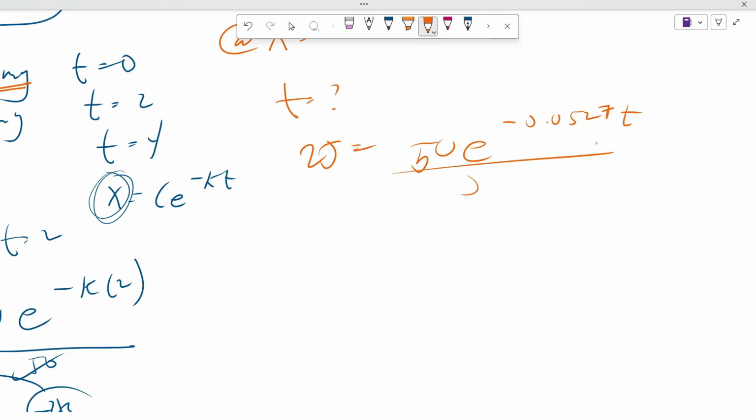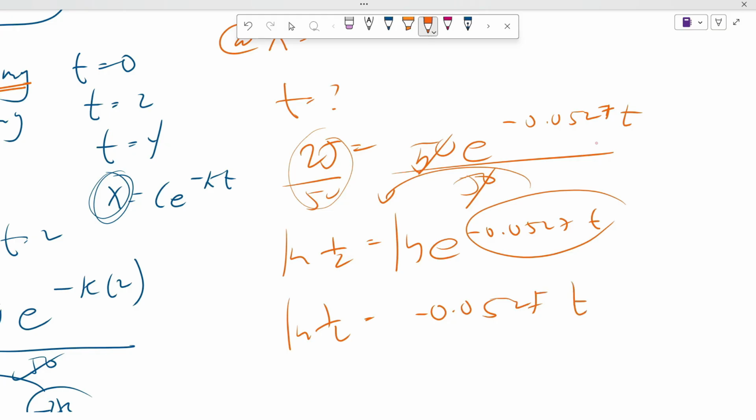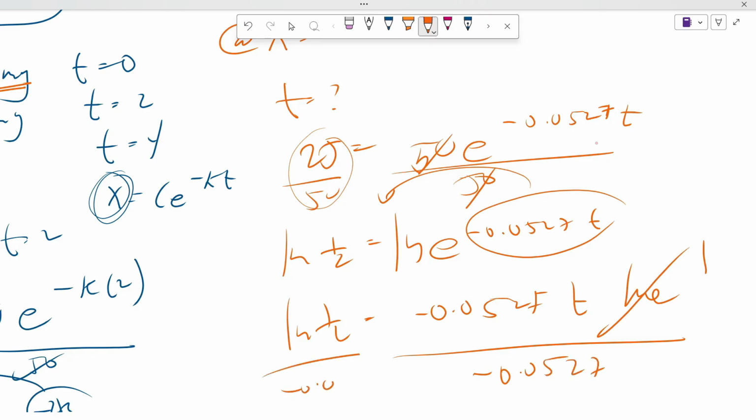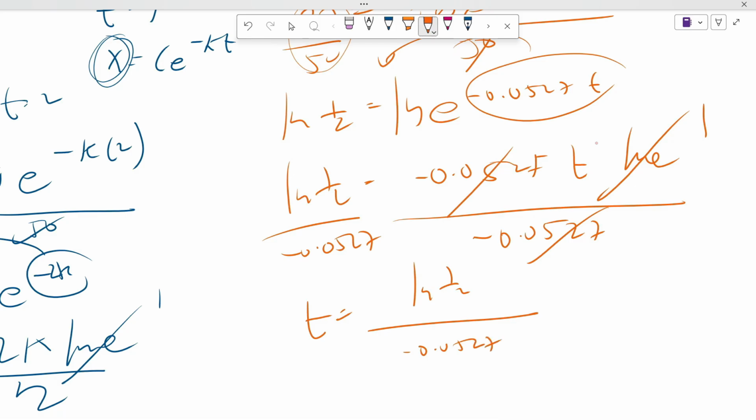Yan. So divide mo lang ng 50 yan, di ba guys? 25 all over 50 is 1/2. Cancel. Negative 0.0527t. ln mo lang ng both sides yan. The exponent mapupunta sa harap. ln 1/2 equals negative 0.0527t and ln of e. ln e is equals to 1. Dinivide ko lang sila both sides ng negative 0.0527. Natanggal, ang naiwan sa kabila is time. So ln of 1/2 divide mo lang ng negative 0.0527.